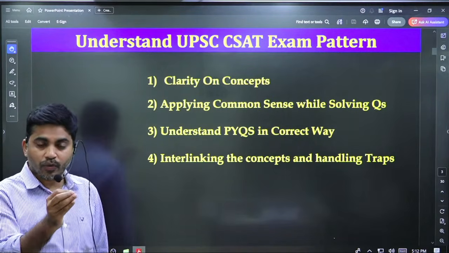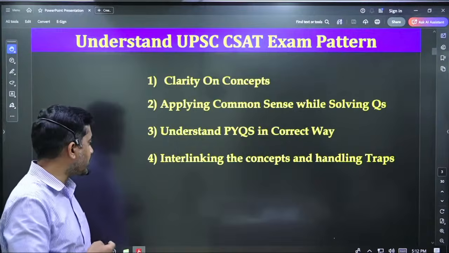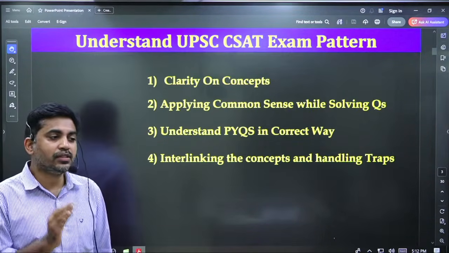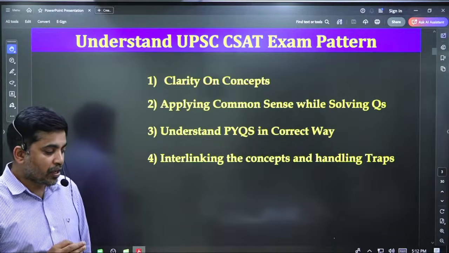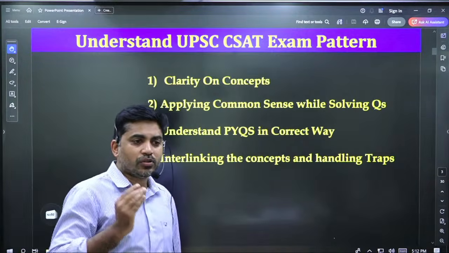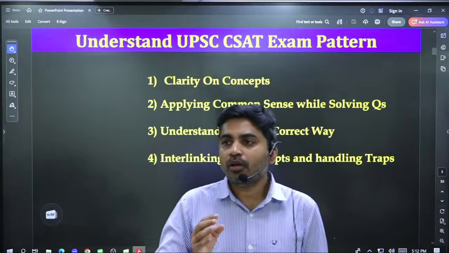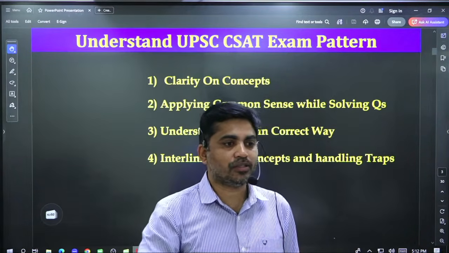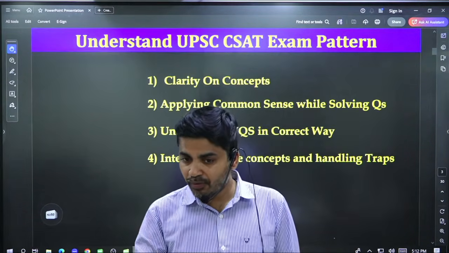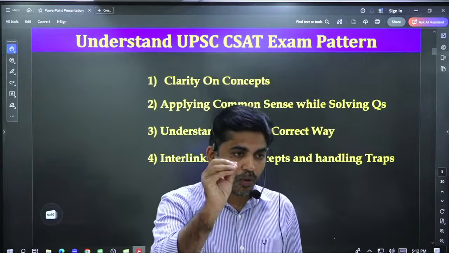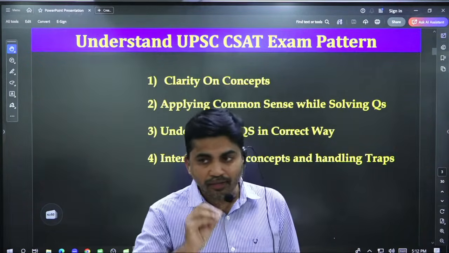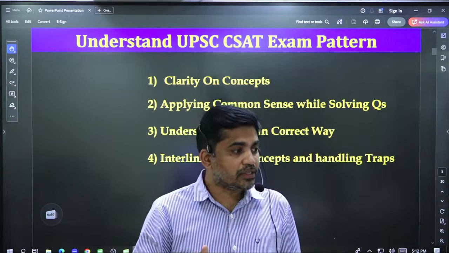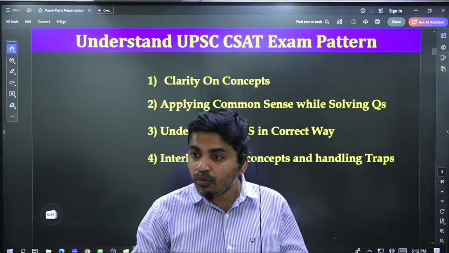And one of the main reasons why many are failing in the last 4 years, especially 2020 onwards, is this. Fourth point, interlinking the concepts. What is this? See, previously before 2020, if a question was from percentage, they used only percentage concepts. If the question was from basic ratios, only ratios. Reasoning meant only reasoning concepts. But nowadays they are merging 2-3 concepts in one question.